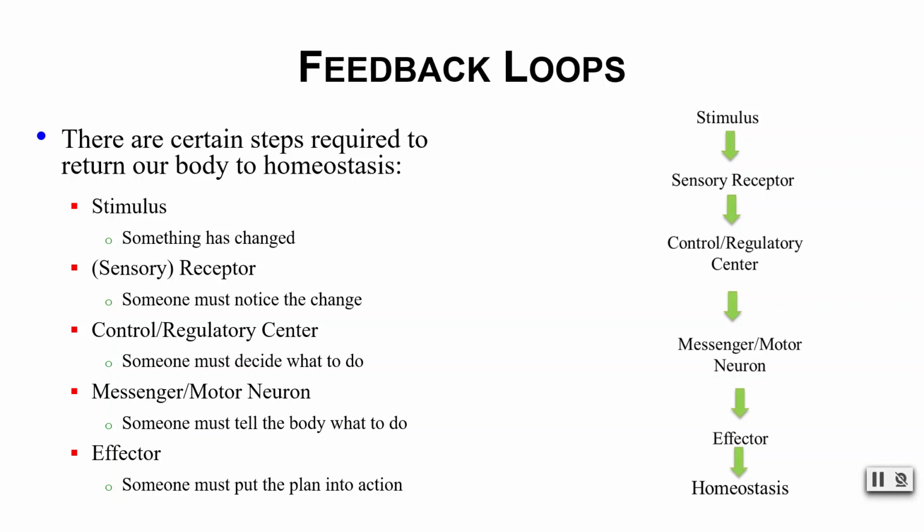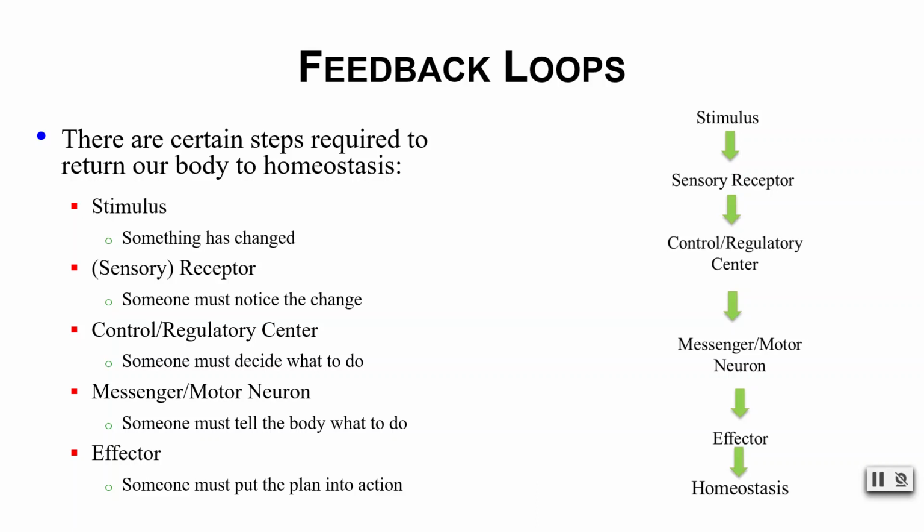Once we figure out how to fix the problem, what we're going to do, we're going to send that information through a messenger or a motor neuron. Somebody's going to have to tell somebody else how to fix our problem. Whoever is going to put the plan into action is going to be our effector. Once the plan is put into place and we start enacting the plan, eventually we will return to homeostasis.